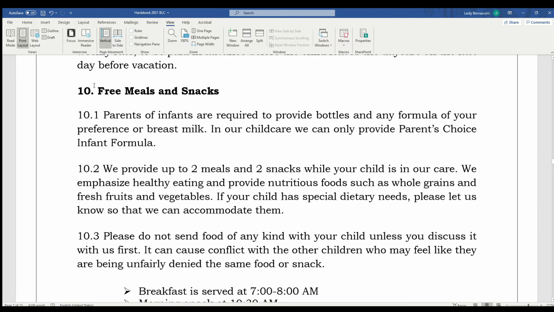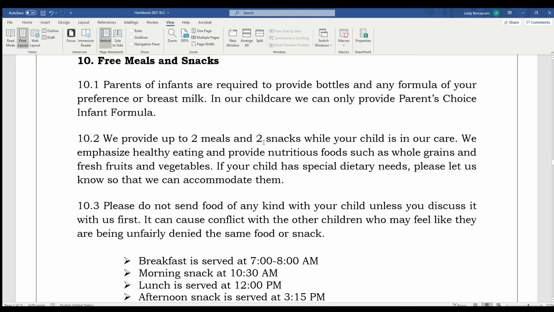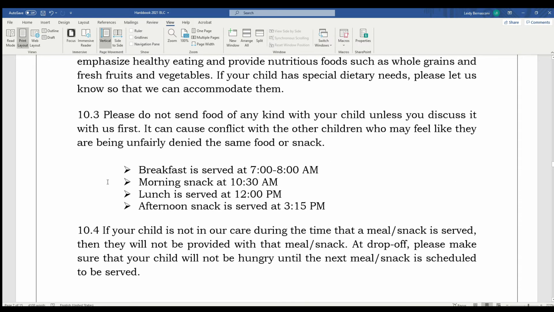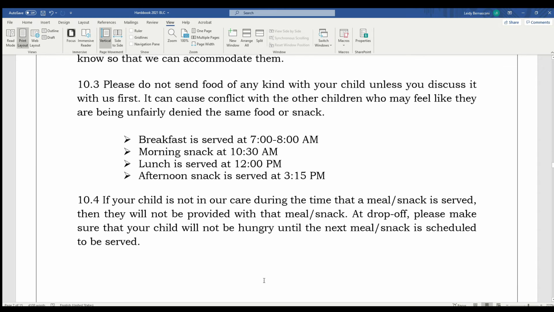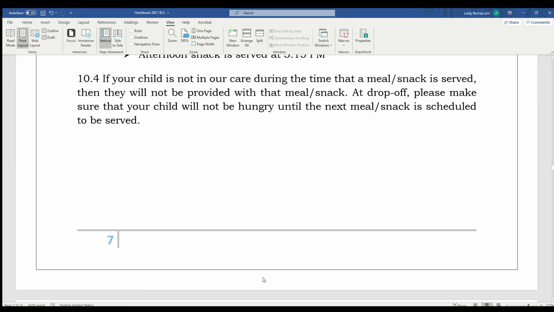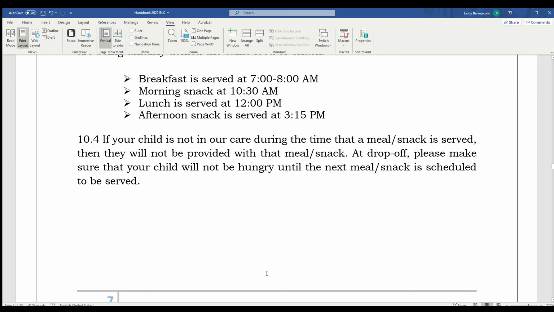Now let's talk about free meals and snacks. All my meals are free. I provide between 2 meals and 2 snacks, and these are the times. I'm really strict on this, and I don't have a restaurant, I have a childcare. So here we have a set time for meals. Sometimes the parents don't feed their kids, so I always tell them that your child is going to be hungry until 10:30. It sounds really rude, but it's really important that the parent understands that they need to feed their kids at home, or they can have a free meal here between this time.